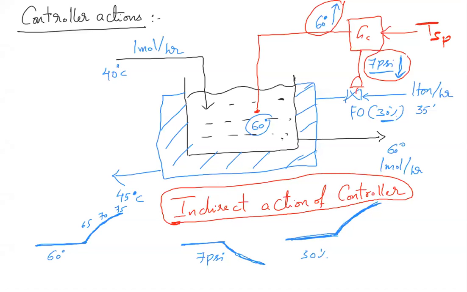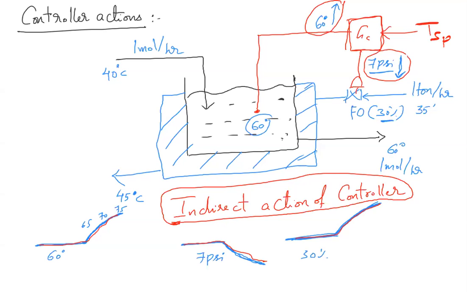See, if the temperature of the CSTR increases, I have to increase the opening of the cooling water flow rate. To increase the opening, I have to decrease the pressure signal because the valve is fail to open, or air to close. Now, if I am the controller and my temperature is increasing, I am decreasing my pressure signal.